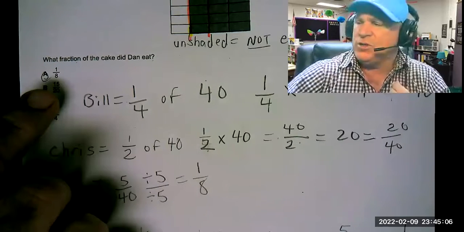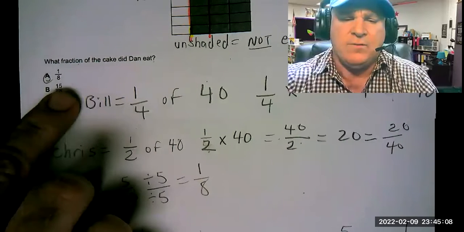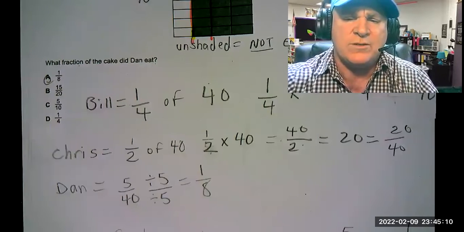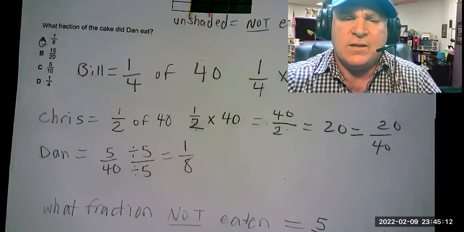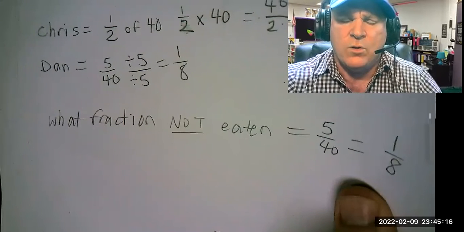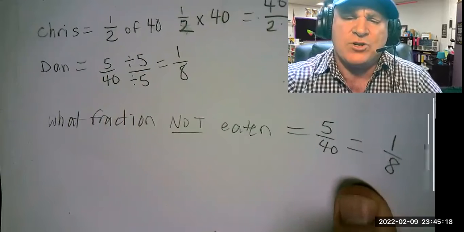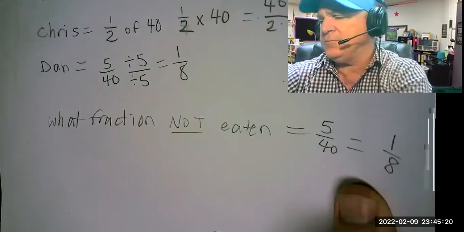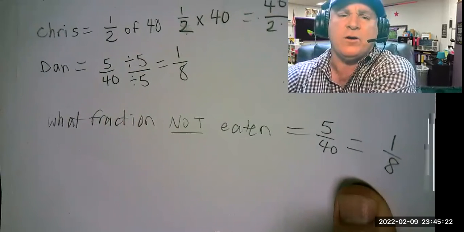An extension beyond the problem a little bit. If you want to ask them, okay, well, what fraction was not eaten? Well, the same fraction that Dan ate, 5/40, 1/8, is the fraction that was not eaten. Now, that's all of part 1.